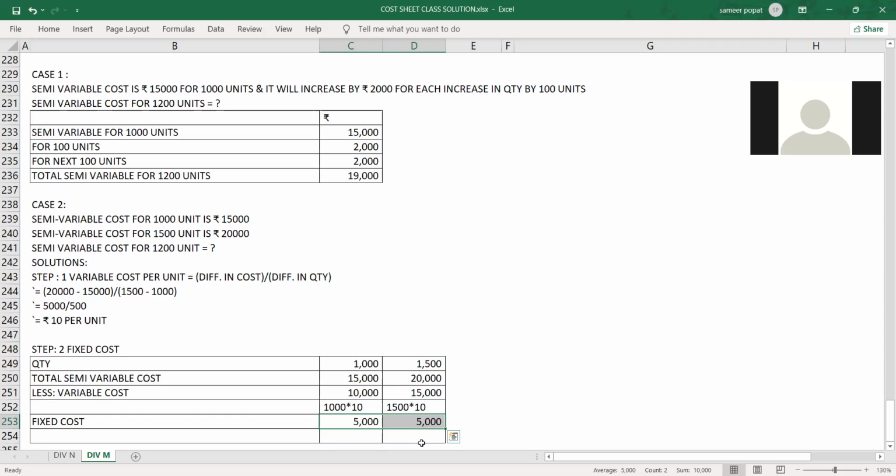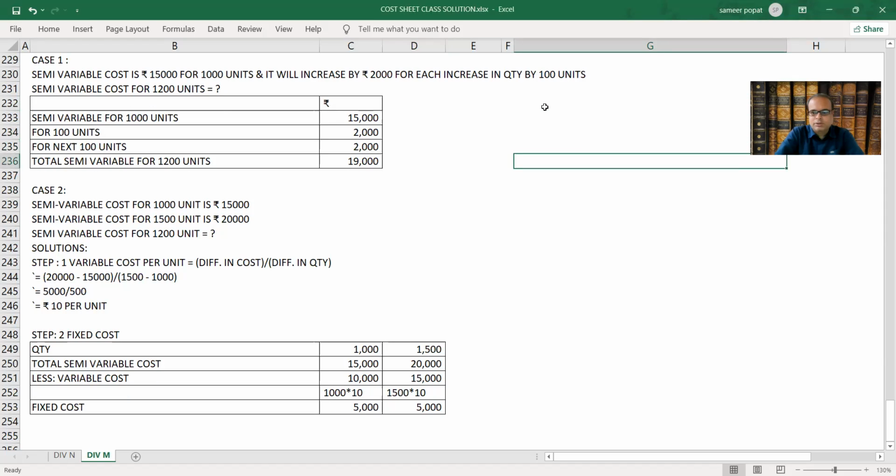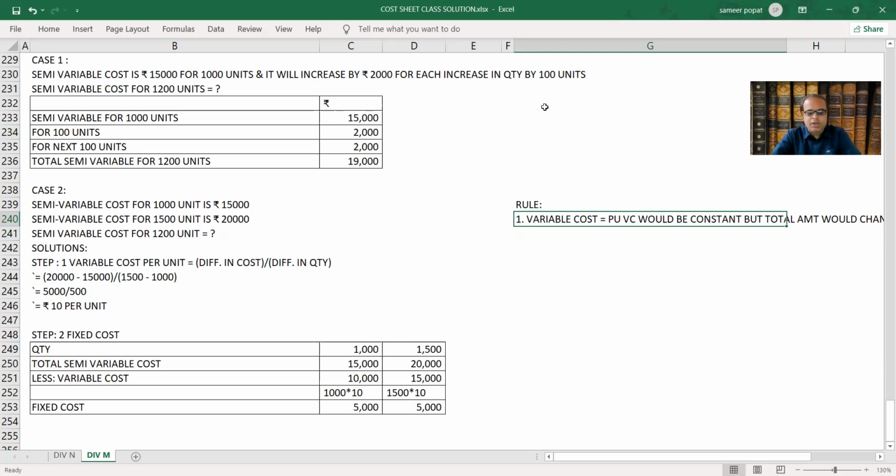Okay, now let us just revise the thing about variable cost, fixed cost, and semi-variable cost. Now, what is the rule that we need to apply in solving the sum? First, in case of variable cost, its per unit cost would be constant, but total amount would change. Okay, in case of variable cost, per unit cost is always constant, but total amount changes depending on the change in quantity.